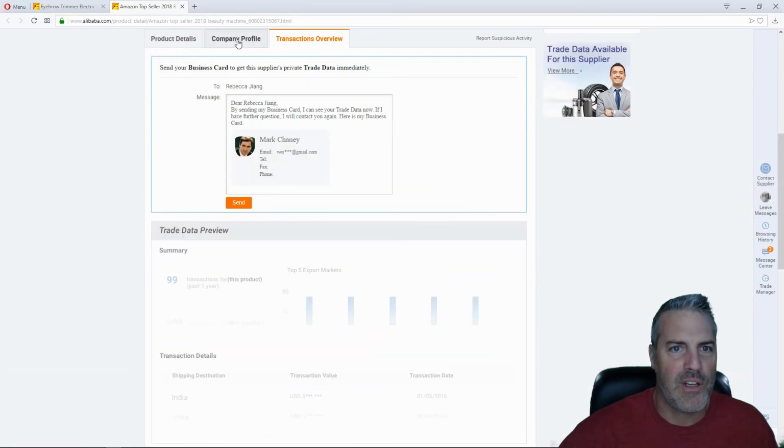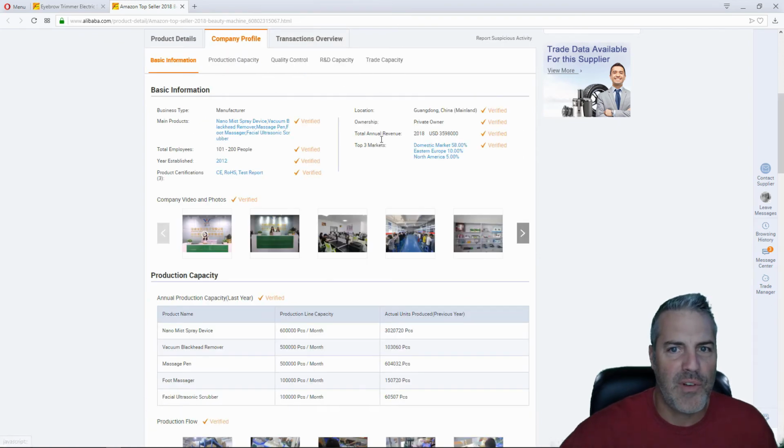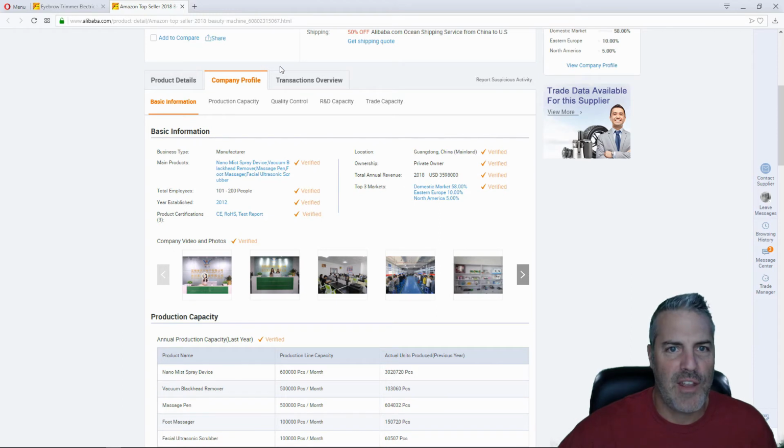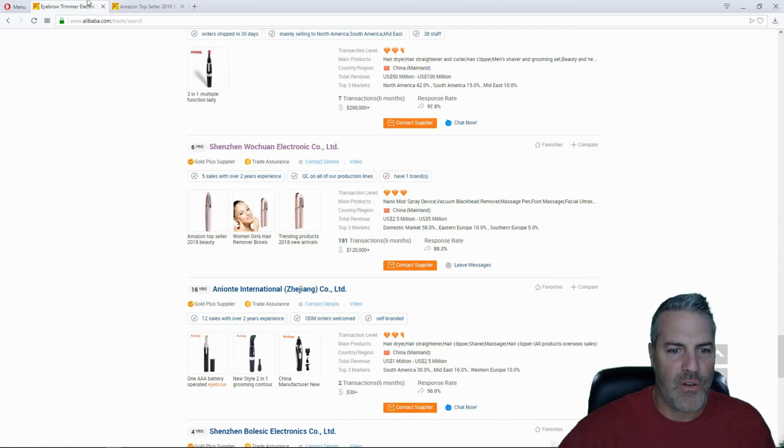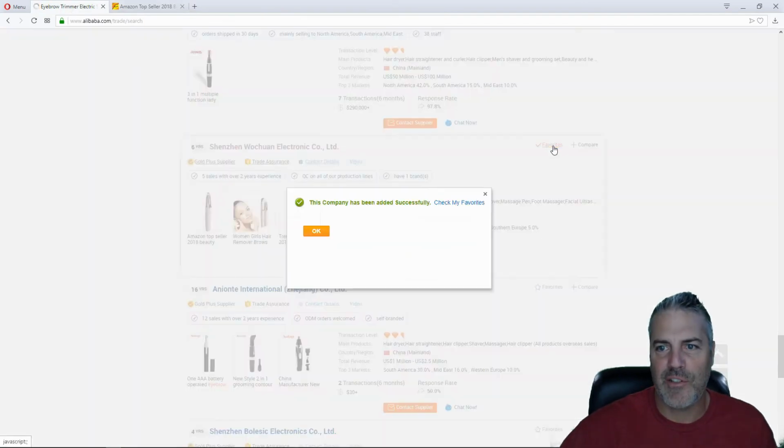Oops, sorry, not transactions. Look at company profile. So they are a manufacturer. So that's a good thing. They have 100 to 200 people, so that's all good. They're 2012, so that means they're 6 years in business. They have 4.6 stars out of 5. Definitely good. 3 diamonds is good enough for me. They look to be certainly a contender. So I will add them to my favorites as well.